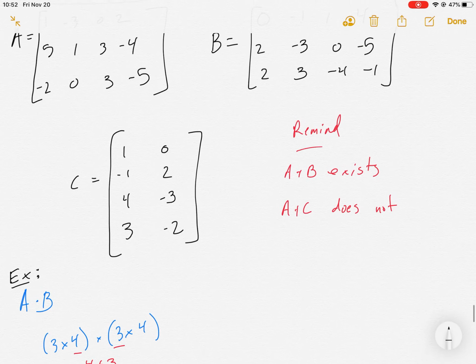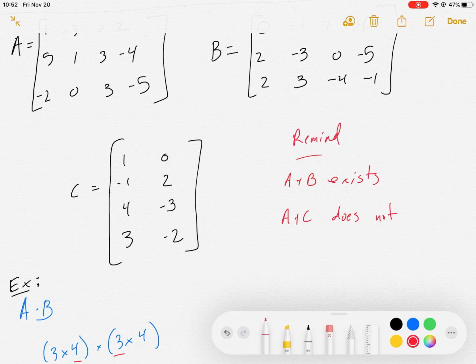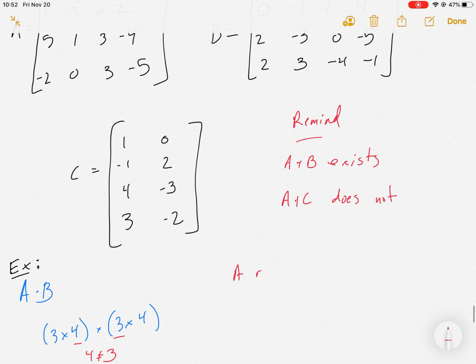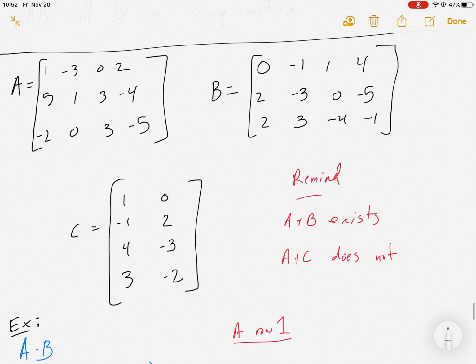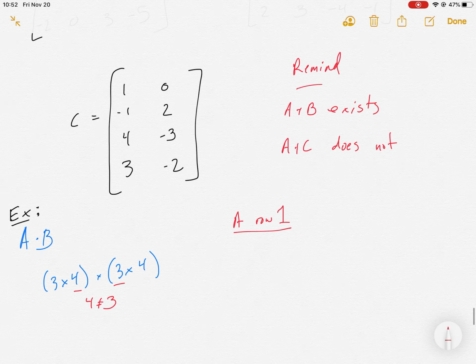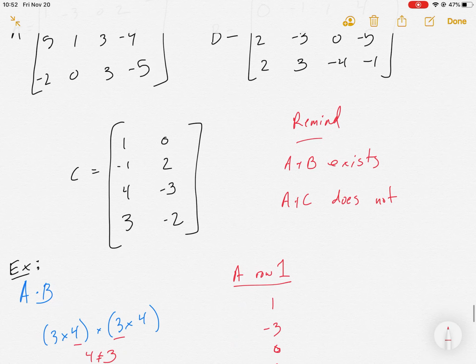That's because if I wanted to try to take, let's say, row 1 from A, and I tried to do the thing where I mashed them together in the previous video. So I took 1, negative 3, 0, and 2.